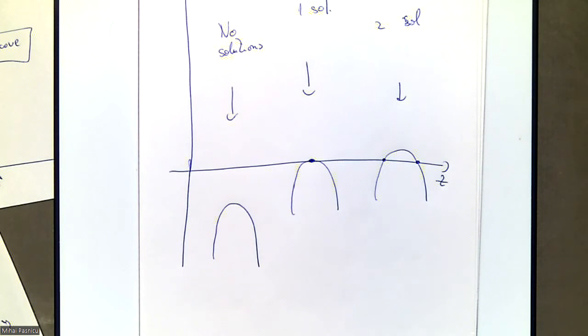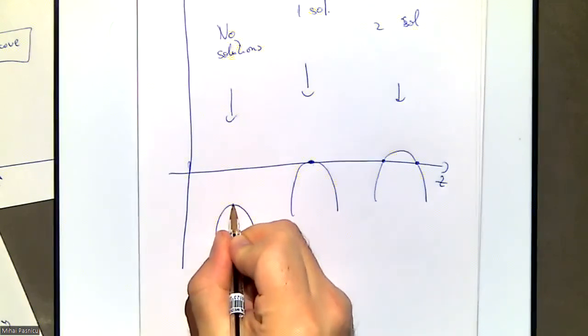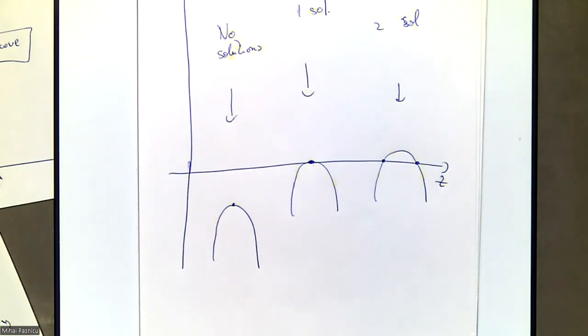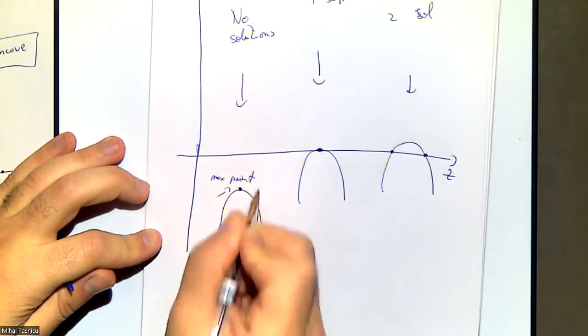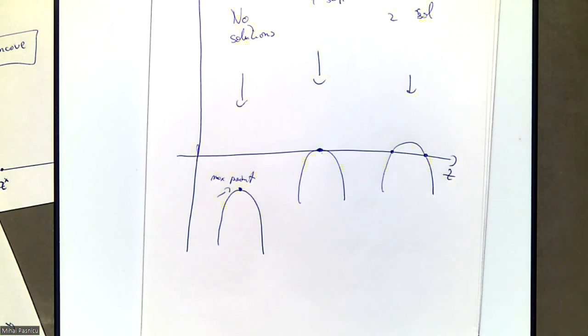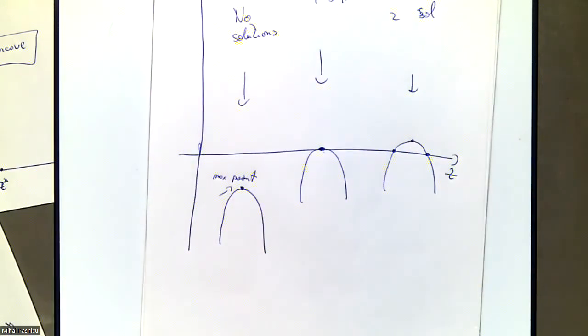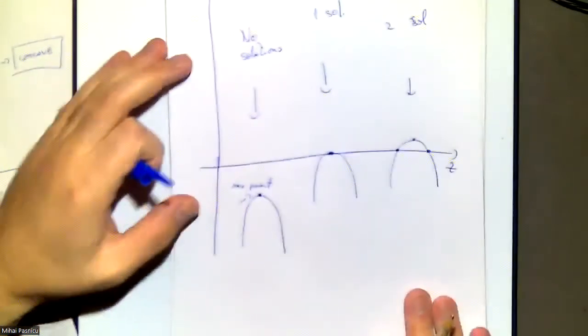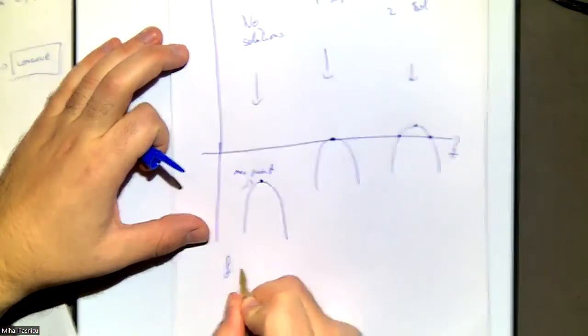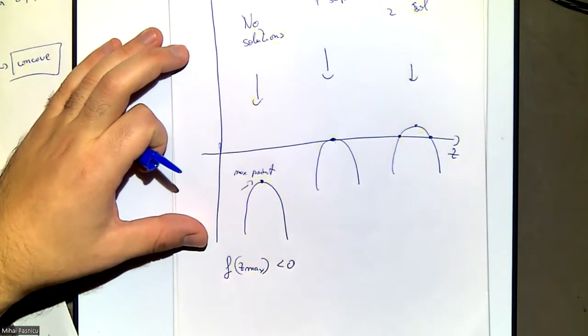Okay, let's see. The way you will look at it, you just look at the maximum. It's concave, so it has a maximum. So I'm just going to look at this point, which is the max point. And I'm going to look at how that max point looks with respect to 0, which is basically the z axis. Does my logic make sense? So I'm claiming that if f of z max is smaller than 0, I'm in this case.